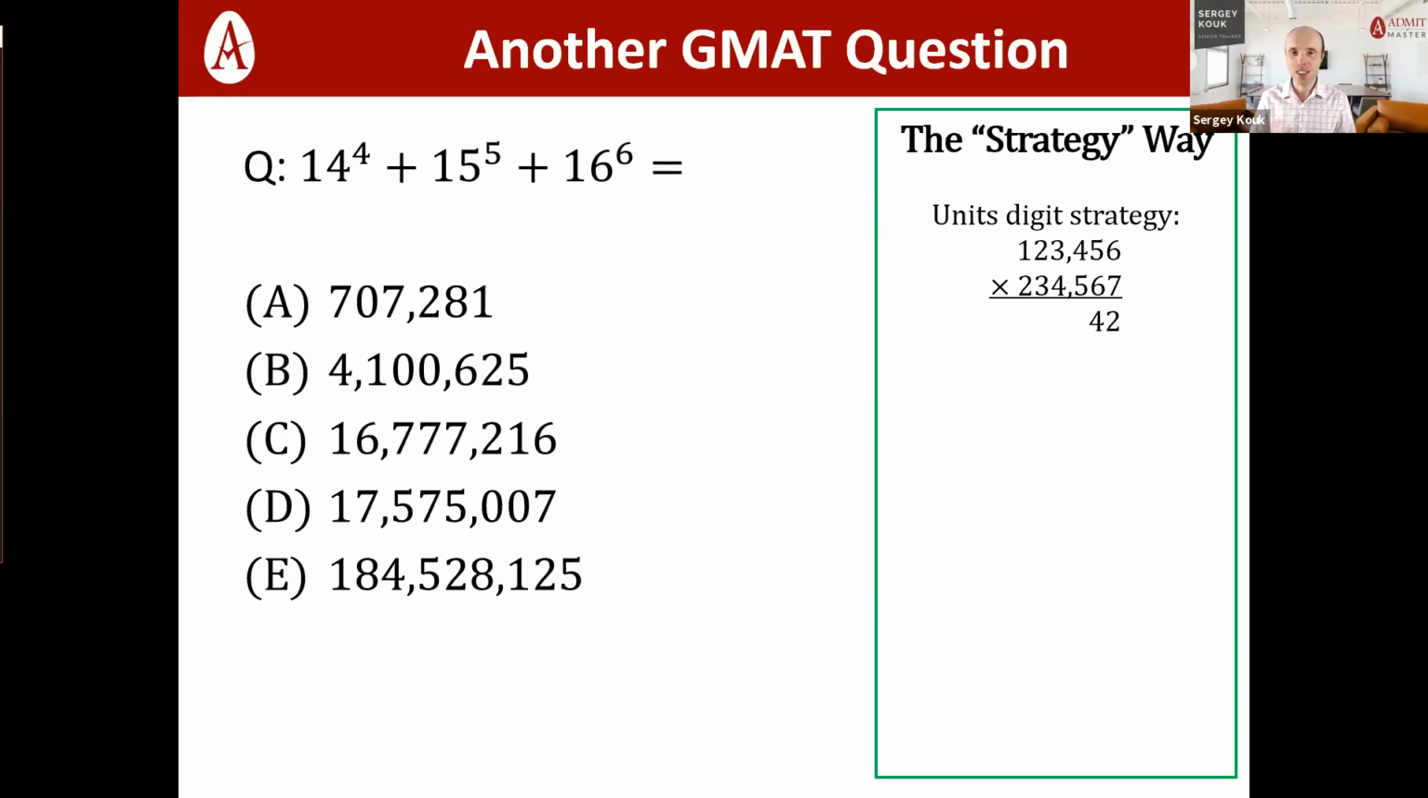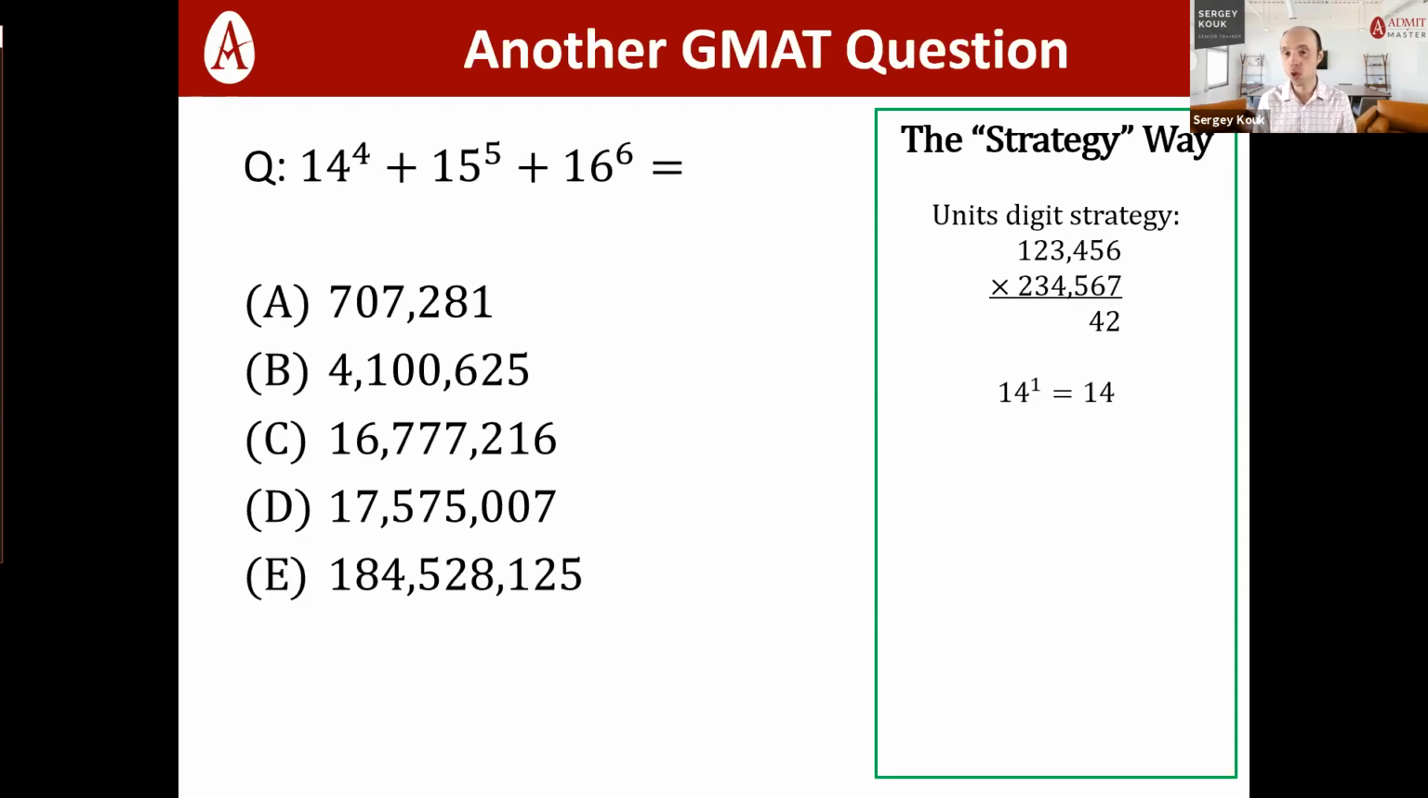There's always a shortcut. There's always a better, a quicker way. So let's see how we can use the units digit strategy here on this question. Now, 14 to the power of 4 is just 14 times 14 times 14 times 14. And again, if we just focus on finding that last digit, we can even go step by step.